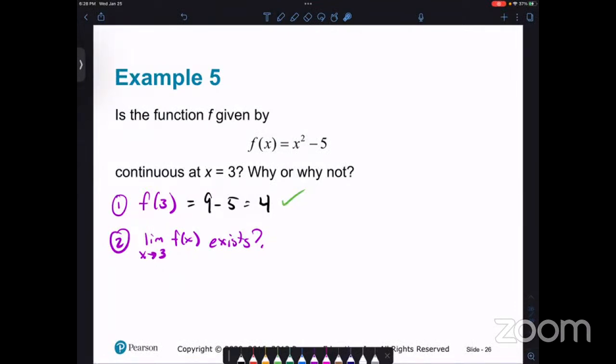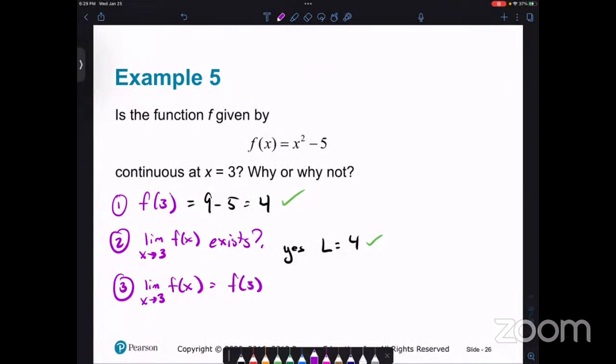And the limit is going to be what? This is the same thing. It's going to be 4. So then the third stipulation, basically we need to show, well, you can just compare those results, but notice that the limit as x approaches 3 of f of x is going to be equal to f of 3, right? And in this case, it's like 4 equals 4.